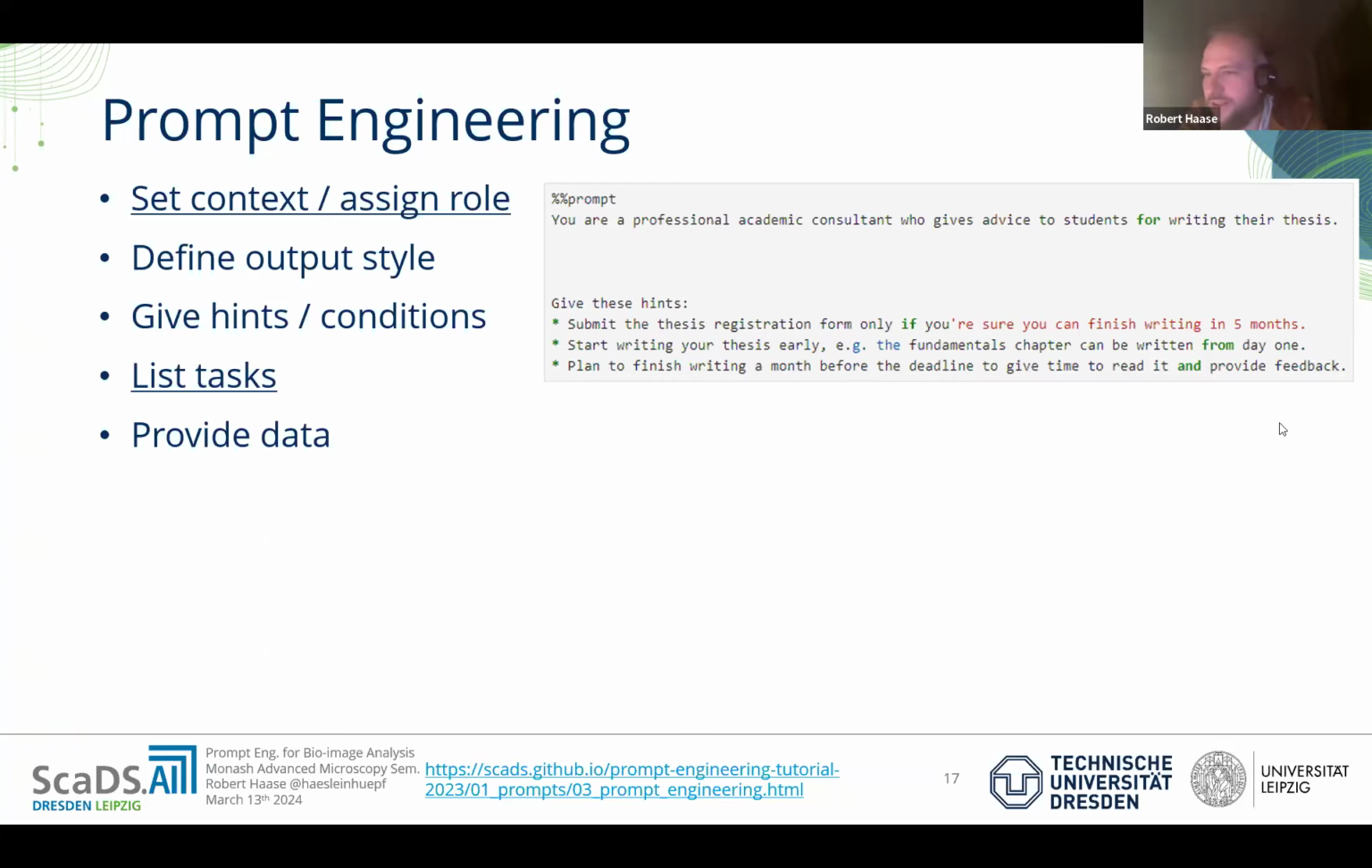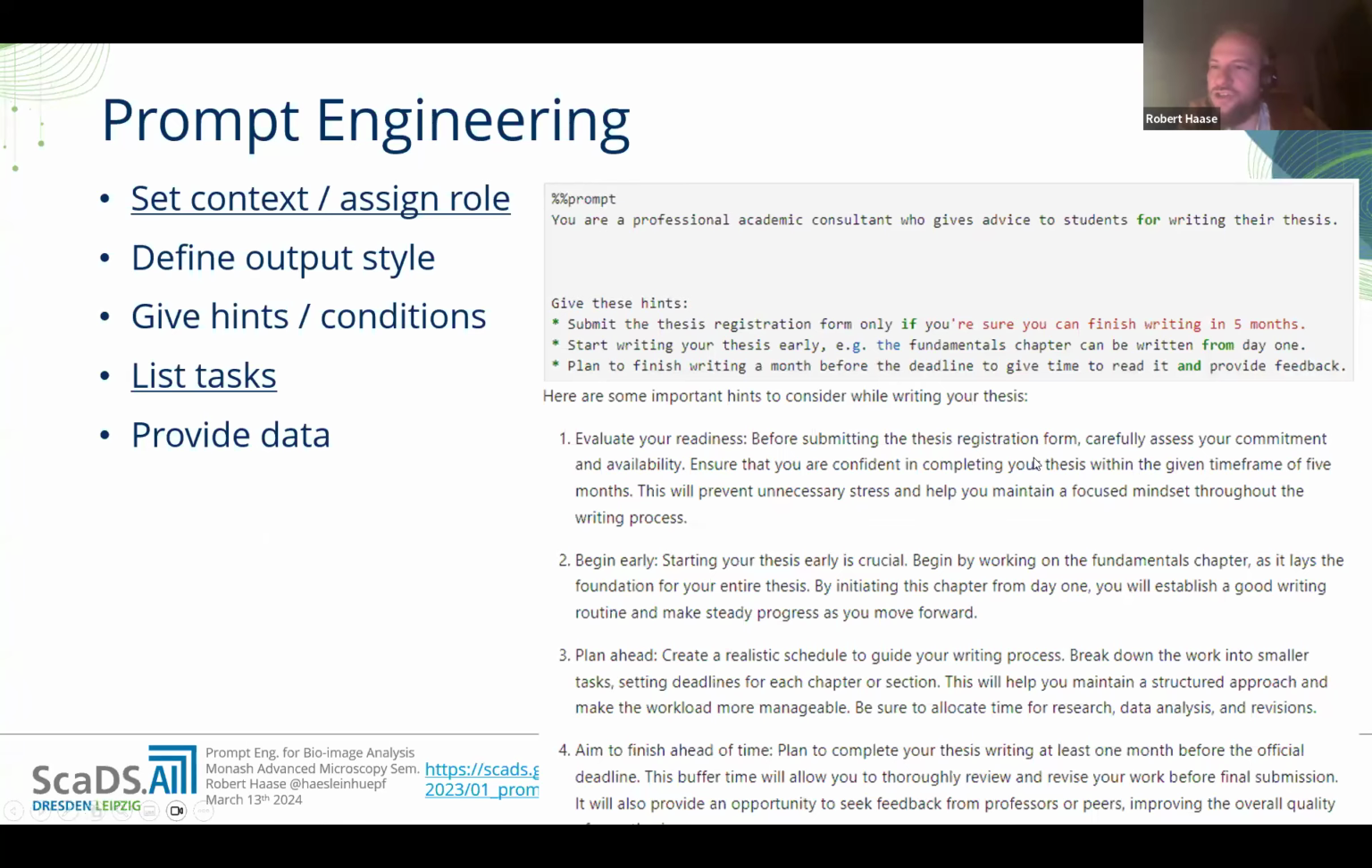Give these hints. And then I have these 3 hints listed, which I would like to give to the master students, but I would like to transform this text in whatever way. So that's listing tasks. So I have to tell it in which situation it is and what it is supposed to do. And if I then submit this prompt, I will get a ChatGPT typical answer like this.